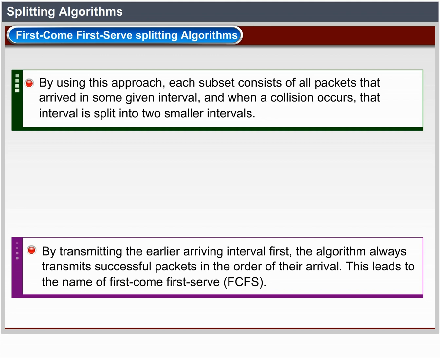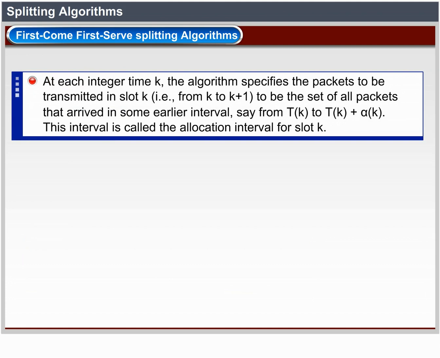At each integer time k, the algorithm specifies the packets to be transmitted in slot k, that is, from k to k plus 1, to be the set of all packets that arrived in some earlier interval, say from t_k to t_k plus alpha_k. This interval is called the allocation interval for slot k.